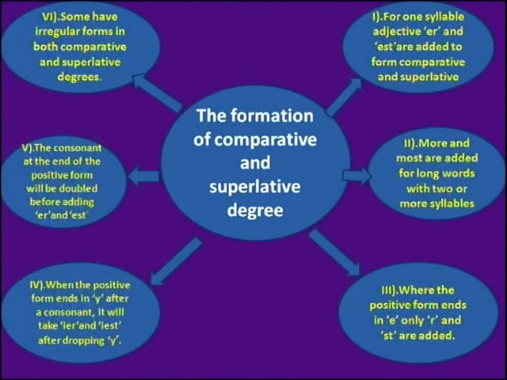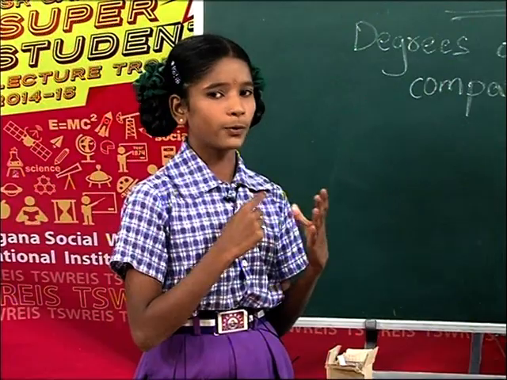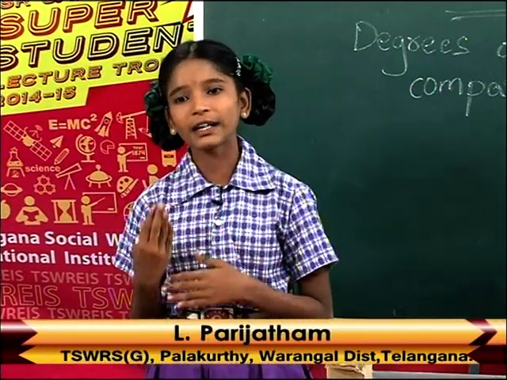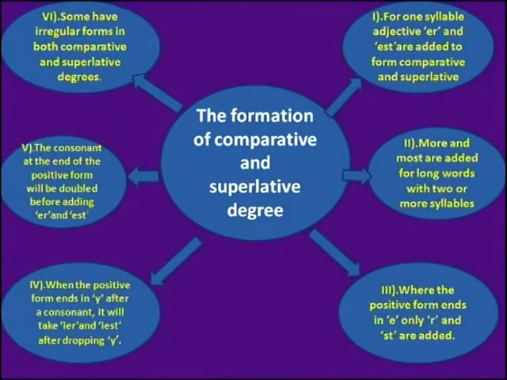When the positive form is one of most adjectives of one syllable, form the comparative and superlative degrees by adding er and est. For example, strong, stronger, strongest. Can you give an example, friends? Yes, clever, cleverer, cleverest. Next, type 2. For most of the adjectives of 2 syllables and more than 2 syllables, form the comparative and superlative degrees by adding the adverb more and most. For example, beautiful. What are the syllables, friends? Yes, beautiful. Beautiful, more beautiful, most beautiful. Next, type 3. When the positive form ends in e, only r and st are added. Why? Because the e is already there.